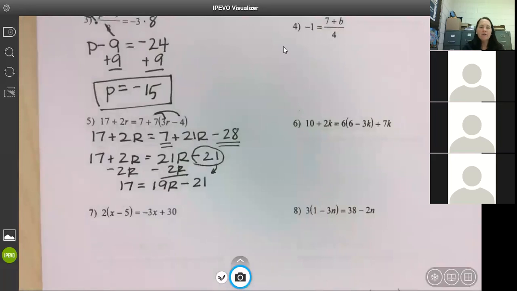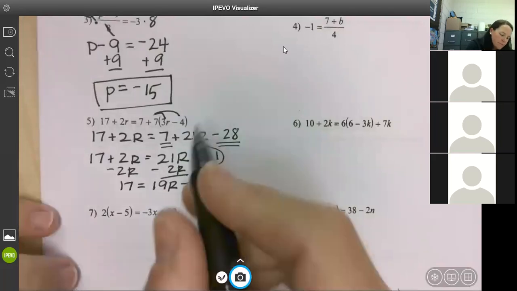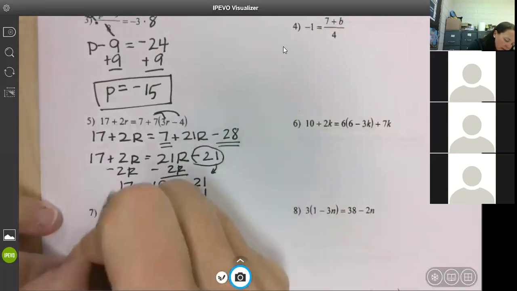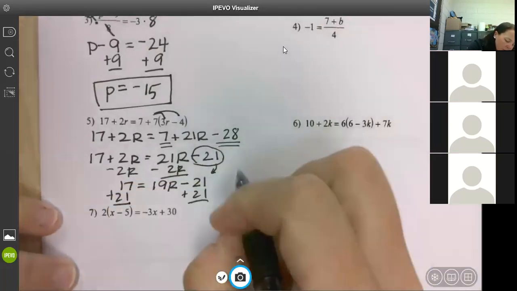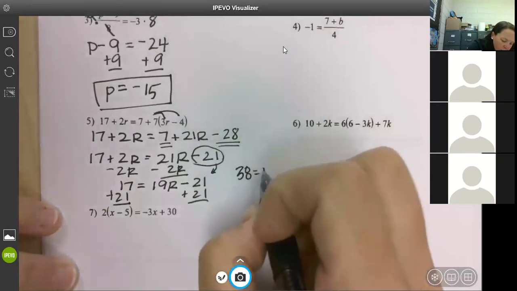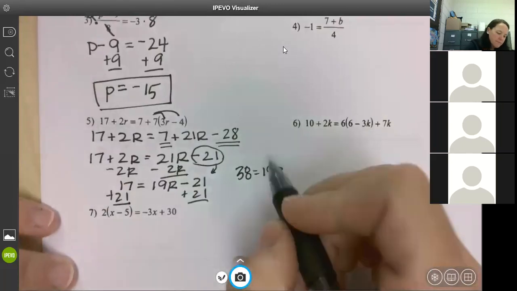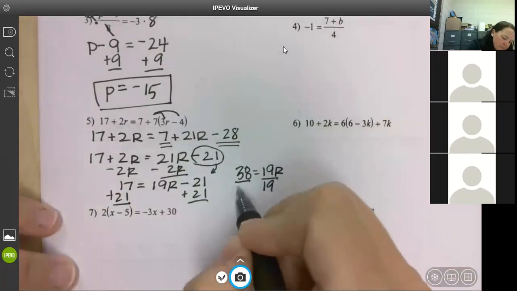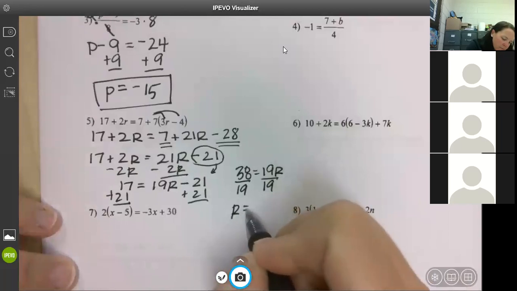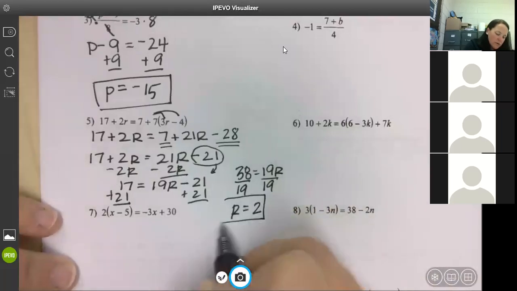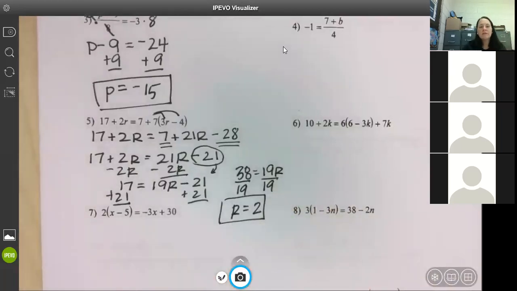Now, how do I finish? Add 21 to both sides. I get 38 equals 19R. Last step. Divide by 19. And I get R equals 2. That's it, guys.